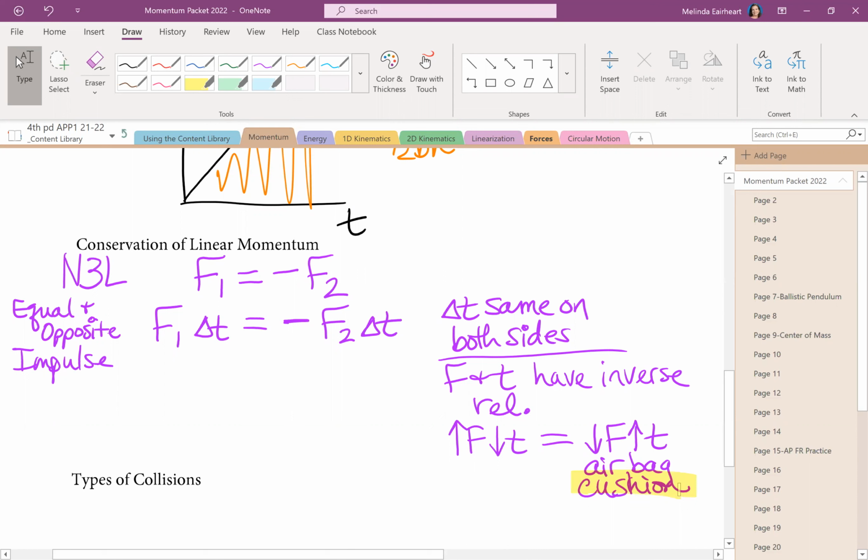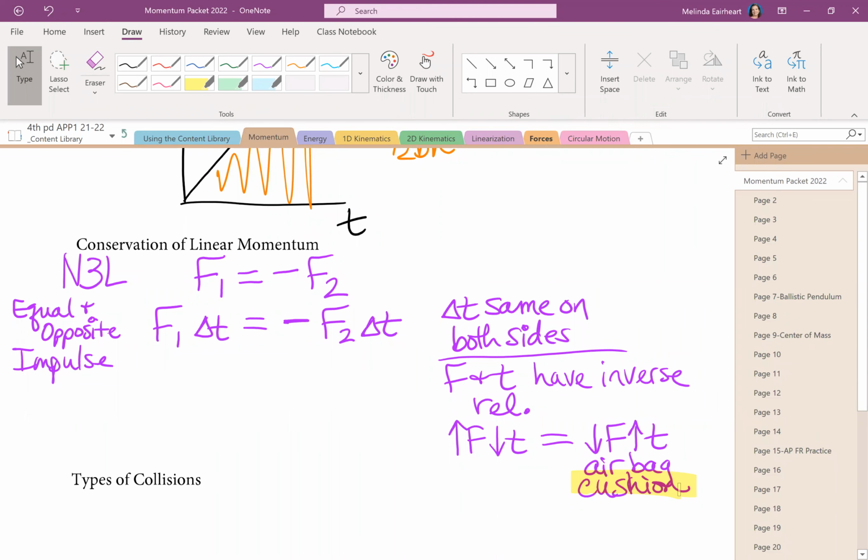So go back to sports. You're catching a line drive, right? Baseball. Do you want to catch it barehanded? That high-speed baseball? I'll stop it. Assume I do catch it, I'll stop it. But ow, right? Gloves have that padding.